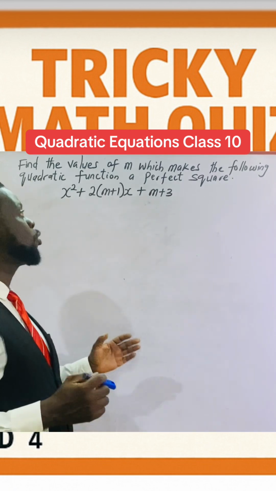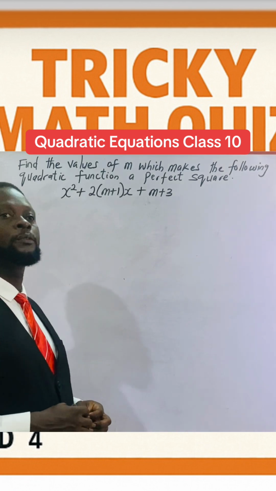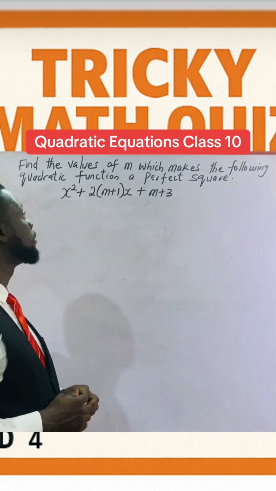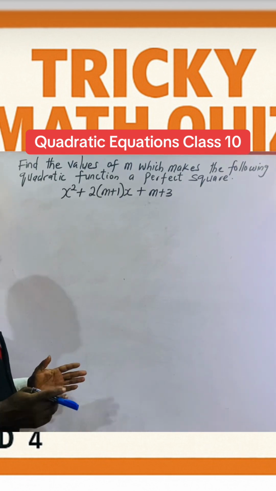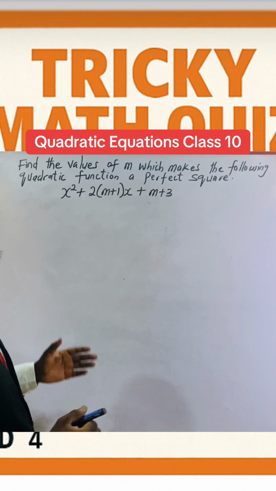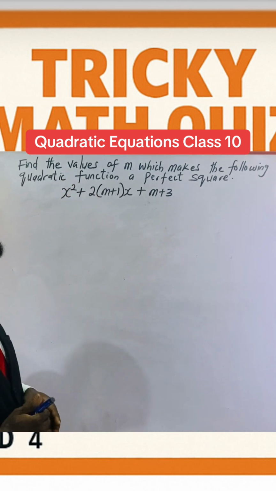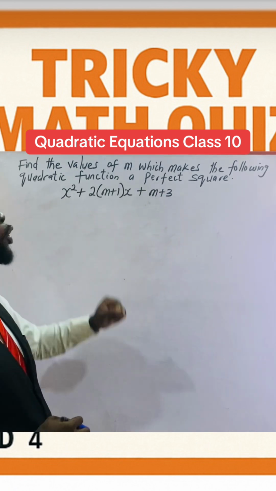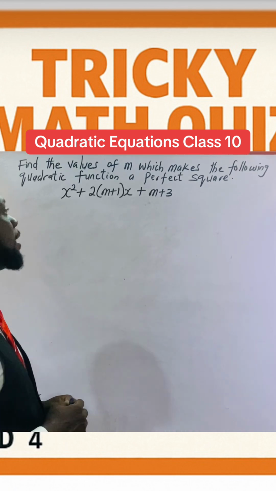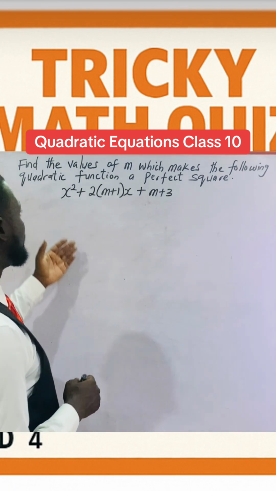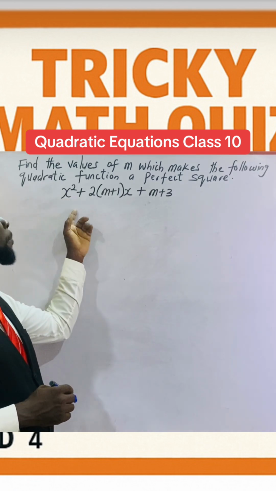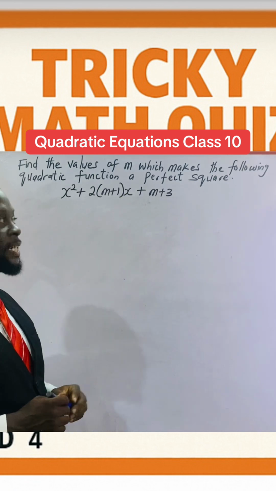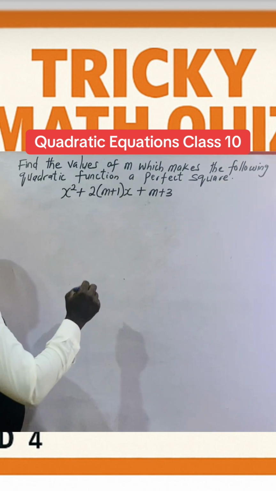Today we are going to look at a quadratic function for grade 11 students. So the question that we are solving today says: find the values of m which make the following quadratic function a perfect square. This is the expression x squared plus 2 into m plus 1 x plus m plus 3. All right, solution.